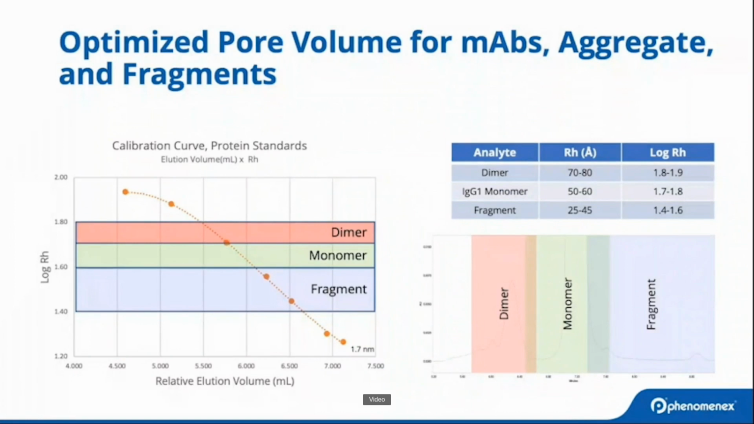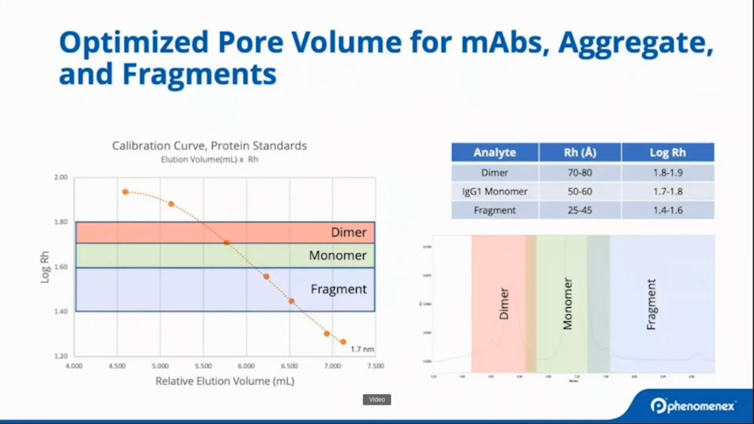Aggregate analysis is principally focused on a relatively tight pore volume range. Dimer, monomer and monoclonal antibody fragment typically all fall between the hydrodynamic radius of 1.4 and 1.9 on this logarithmic scale, which is around 25 to 80 angstroms.